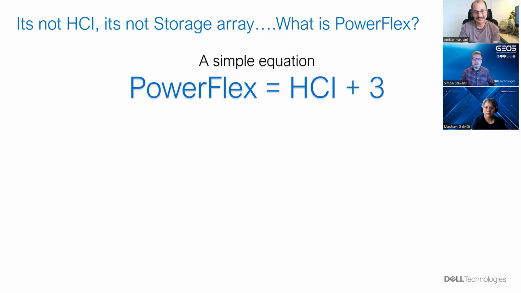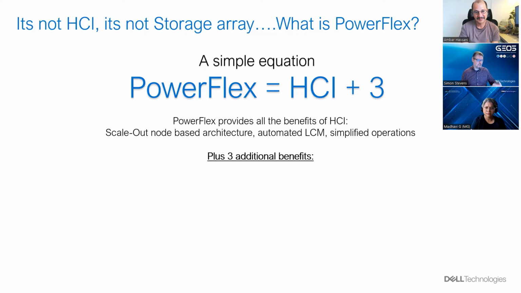It's actually taking the benefits of hyperconverged infrastructure, i.e. having scale-out node-based x86 architecture, the simplicity of automated lifecycle management to manage things easily, and the super simple button for ops teams, and simplified operations, but also adding on top of that 3 additional differentiated benefits.